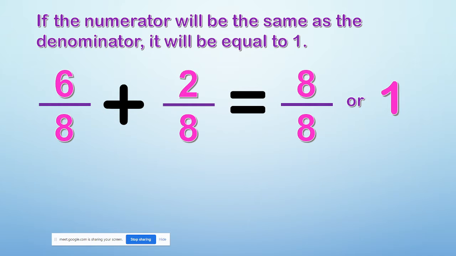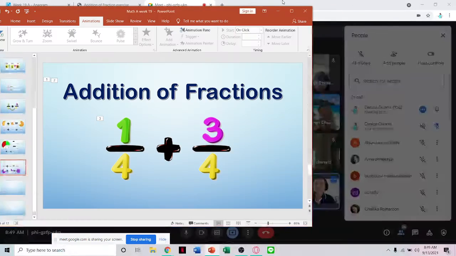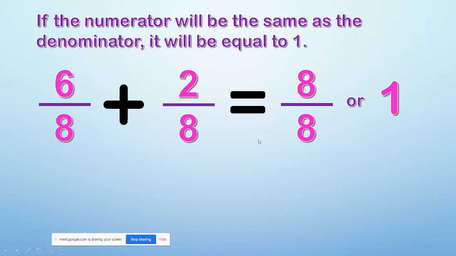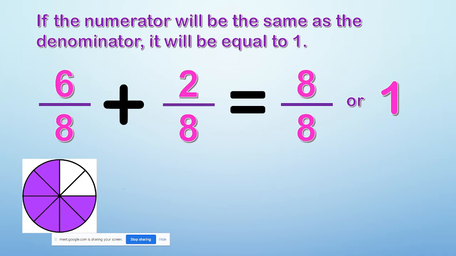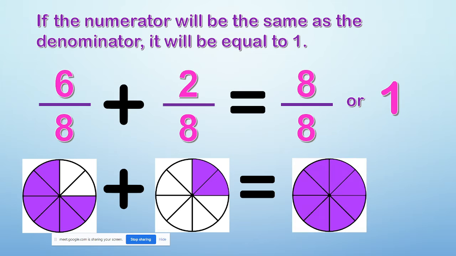For example, you have 8 slices of pizza. For example, you have 6 slices of pizza, and then your friend gives you 2 more. Okay? And now you have 8 slices of pizza. All the slices of pizza are yours. It means it is equal to one whole pizza. Do you understand that? Yes.